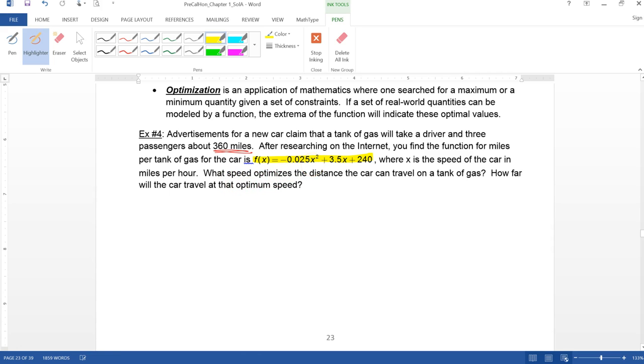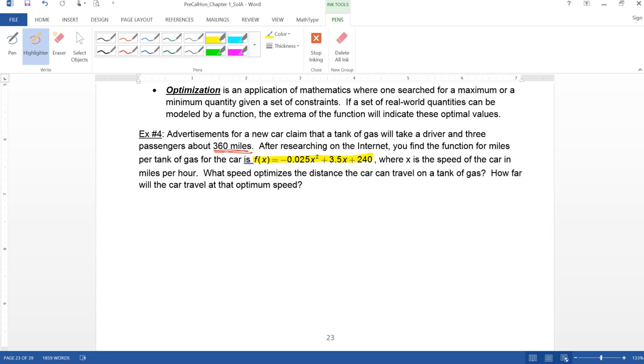Well, usually the average weight of the car doesn't change that much. What speed optimizes the distance the car can travel on a tank of gas? How far will the car travel at the optimum speed?